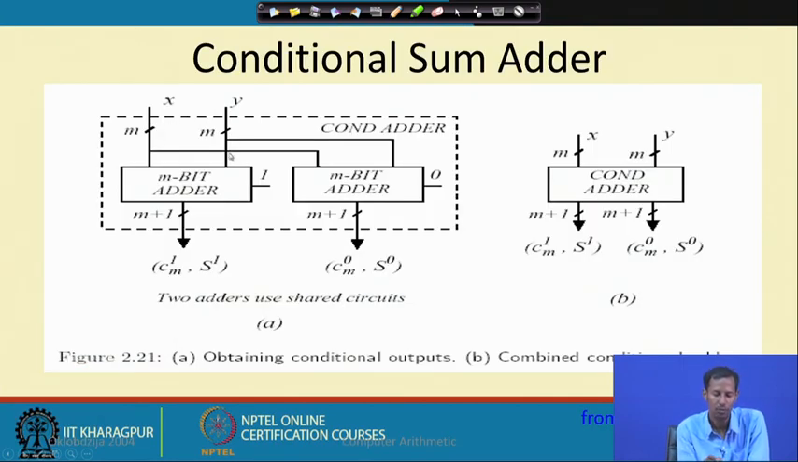So, in conditional sum, for each of these bits I can get two different sets of sum and carry values, considering the carry input as 1 or 0. That is why this is a conditional adder. Considering x and y as the two inputs, I can get carry 1 and sum 1 for one case, and for the other case the carry output is 0, that is C0 and S0.